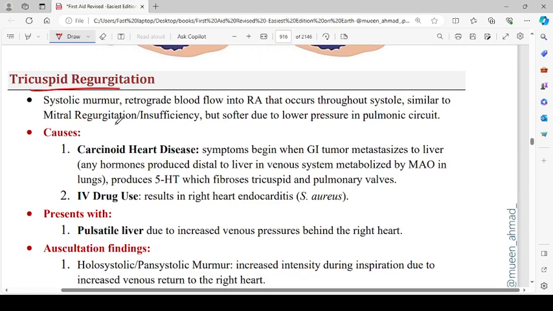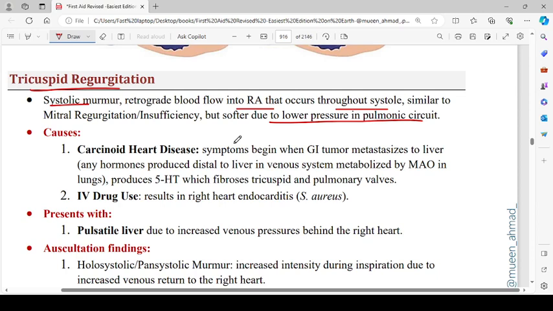Tricuspid regurgitation. It is a systolic murmur, with retrograde blood flow into the right atrium that occurs throughout the systole, similar to mitral regurgitation or insufficiency, but softer due to the low pressure in the pulmonic circuit. Then the causes: carcinoid heart disease.